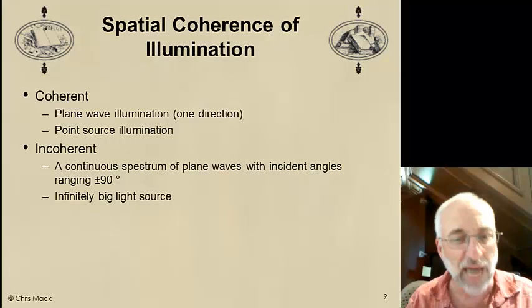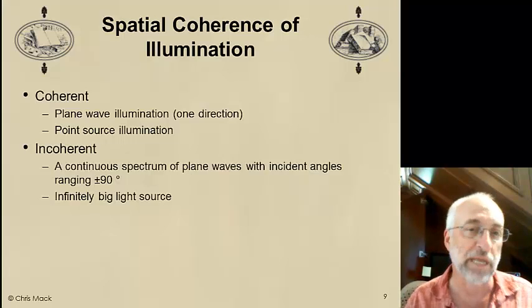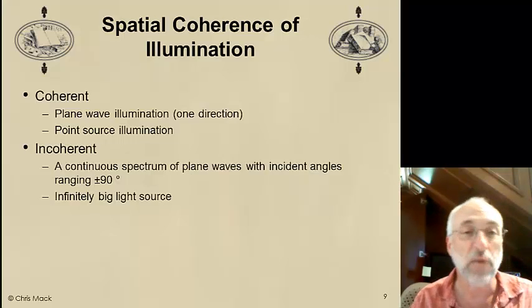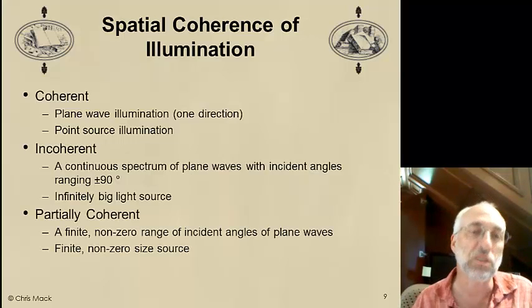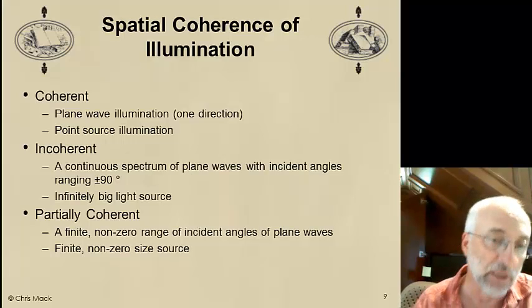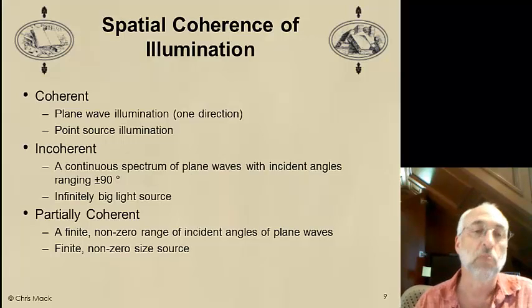But in lithography, we get to pick our own illumination. We can pick however we want to illuminate that mask. And the way we choose to do it is something in between these two extremes, something we call partially coherent. In particular, partially spatially coherent illumination.